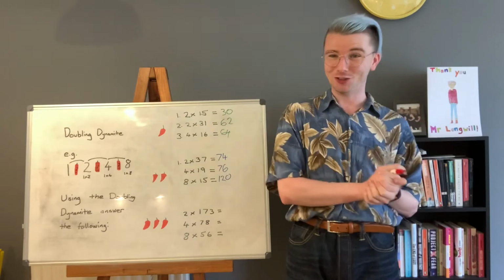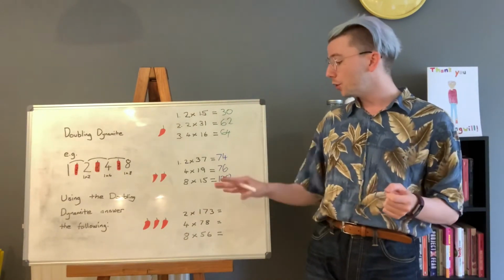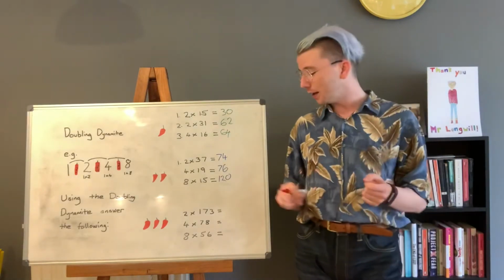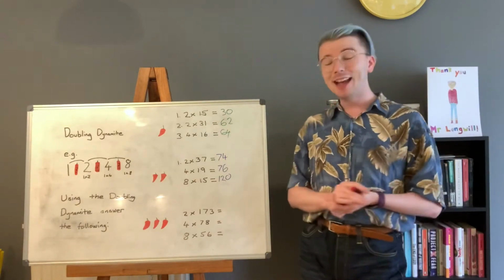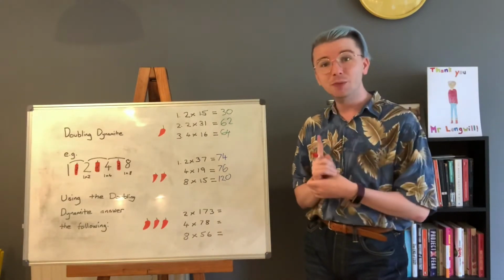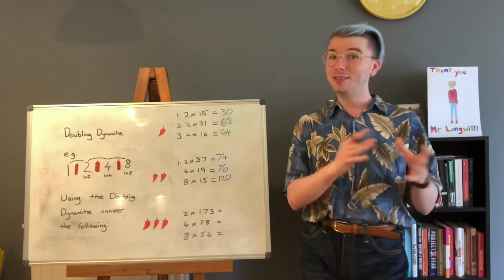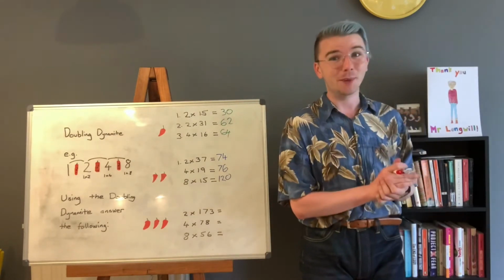This is your hot solution. Now, let's go over the problem again. We need to do 2 times 173, 4 times 78, and 8 times 56. In our first problem, how many times will we need to double? We'll only need to double once, because doubling once is the same as multiplying by 2.